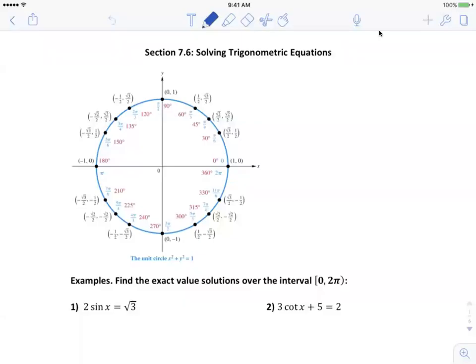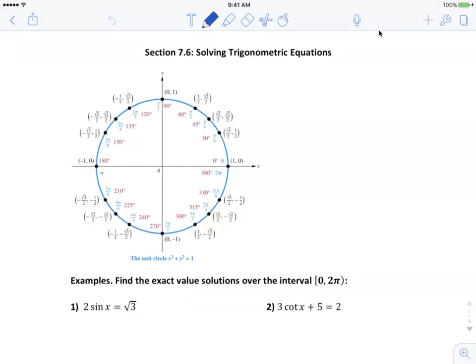Hey class, moving on to 7.6. This one's all about solving equations, which I think are kind of fun to do. There's going to be algebra involved, of course. All your techniques for solving equations come into play. Using identities will be there.